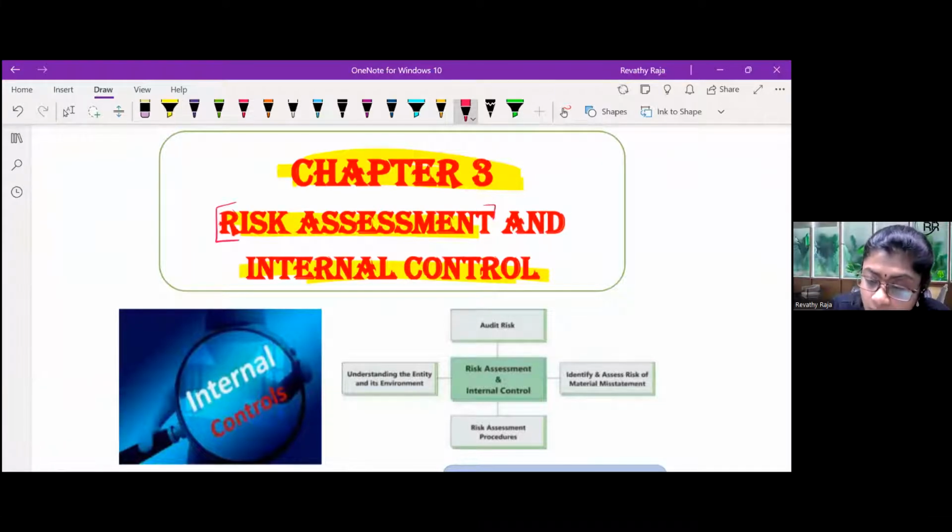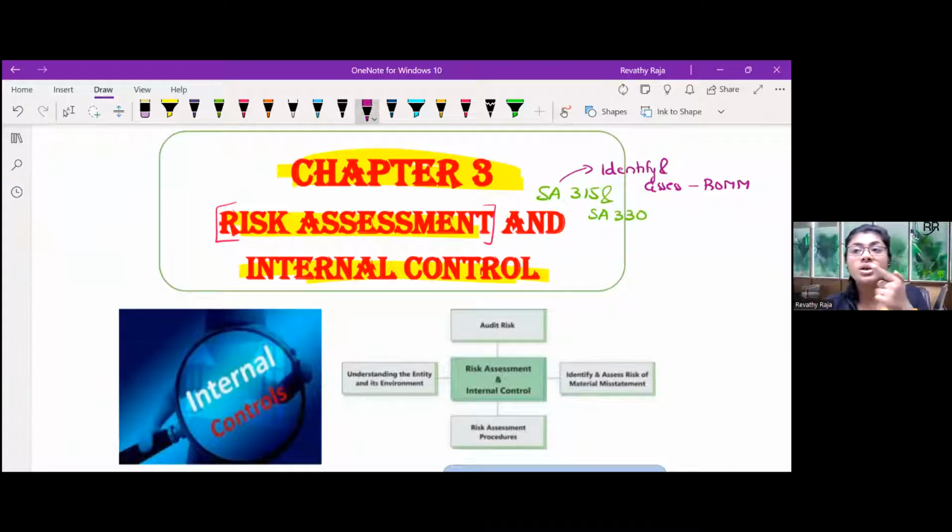When you hear about risk assessment, which SA will come to your mind? It is SA 315 and it is SA 330. In SA 315, you will identify and assess risk of material misstatement through understanding the entity and its environment. And in 330, you will respond.